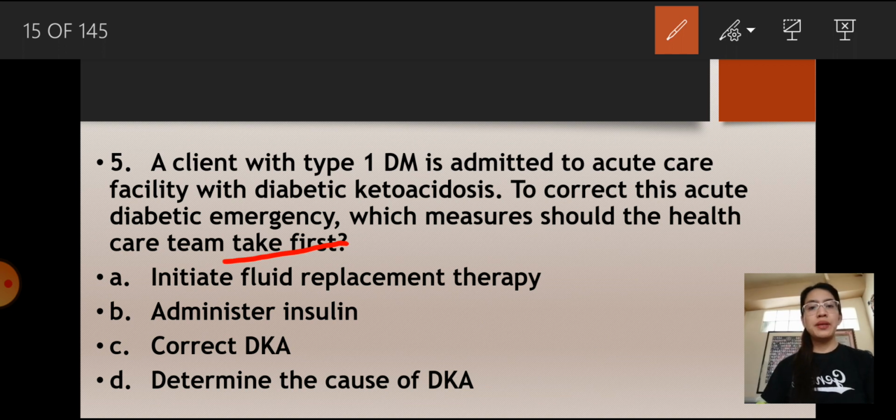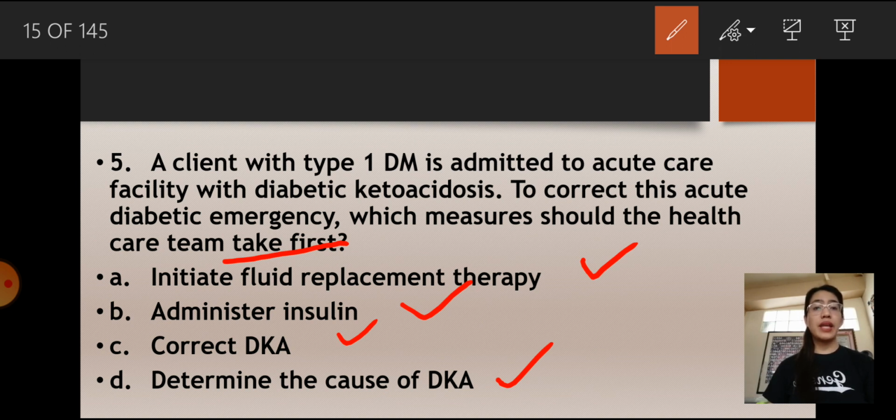Magbigay ng tubig. Tama bang magbigay tayo ng tubig? Yes, tama yan. Tama bang magbigay tayo ng insulin? Yes, tama rin yan. Correct the DKA, tama rin yan. Determine the cause of DKA, tama naman lahat yan. Kaya lang ang tanong kasi, ano unang gagawin natin? Right? So, the best answer here, guys, is letter A.